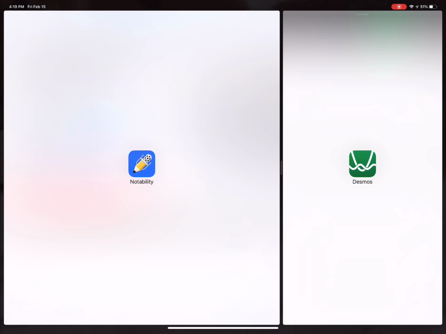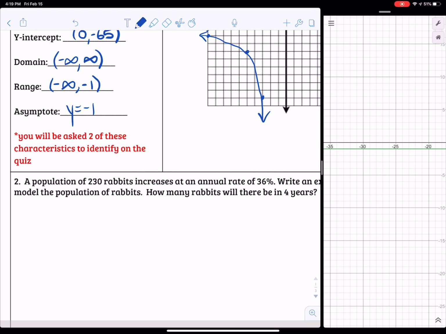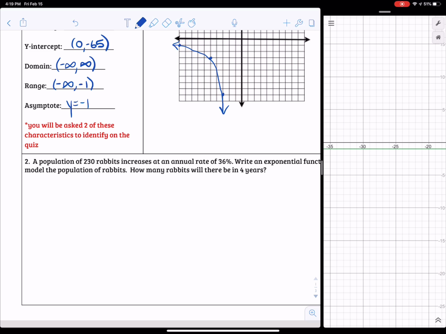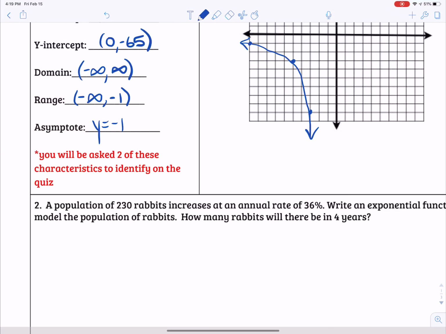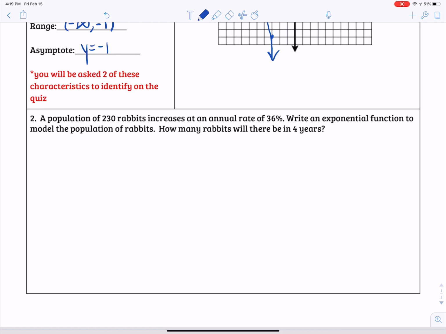Let's look at number 2. It says a population of 230 rabbits increases at an annual rate of 36%. Write an exponential function to model the population of rabbits. How many rabbits will there be in 8 years? If you just want to model the population, and it's just an annual rate and it's increasing, that's just the growth formula. Let me write it the way it looked in your notes. But remember, it doesn't matter what letters are actually there. They represent the same thing.